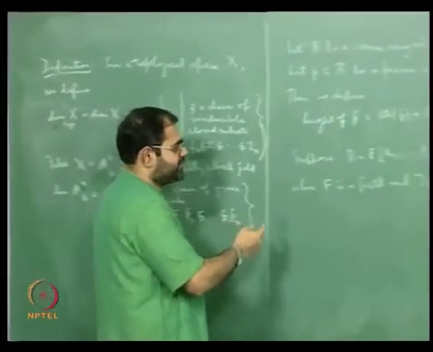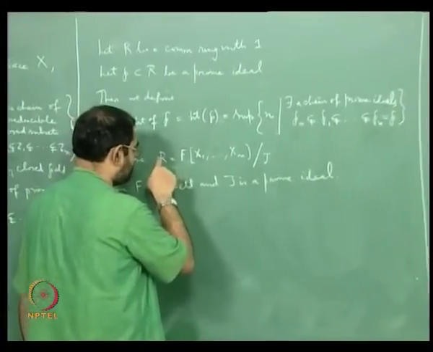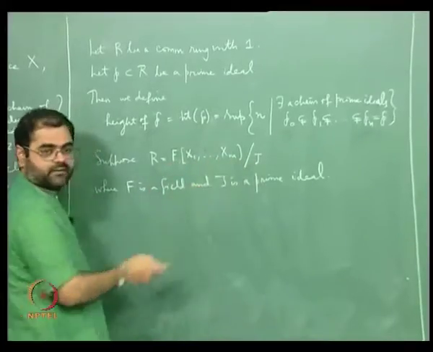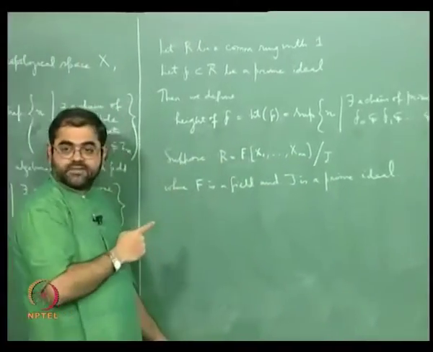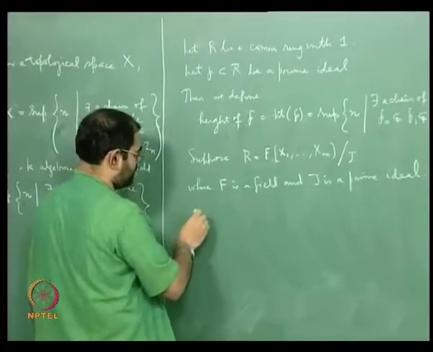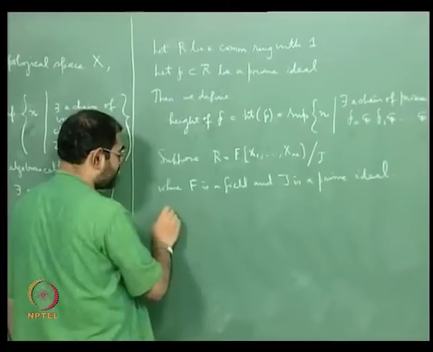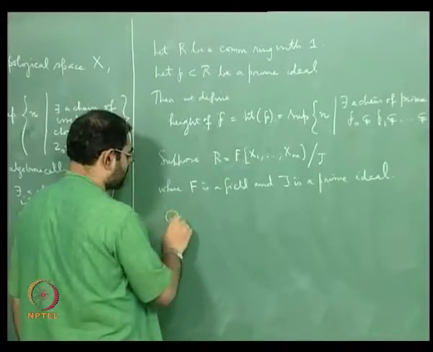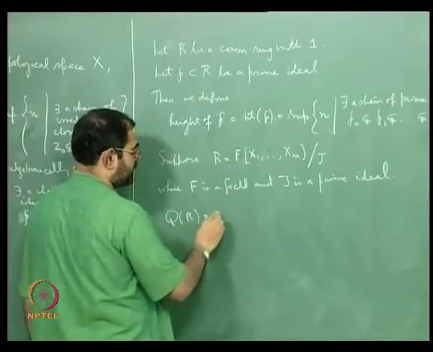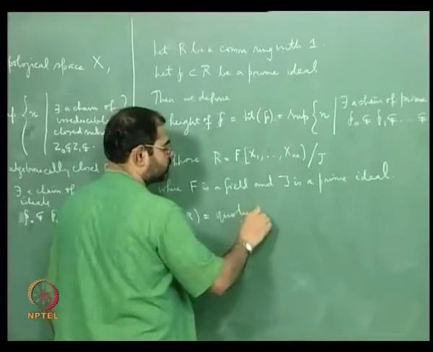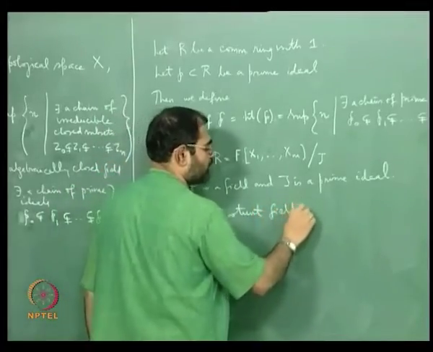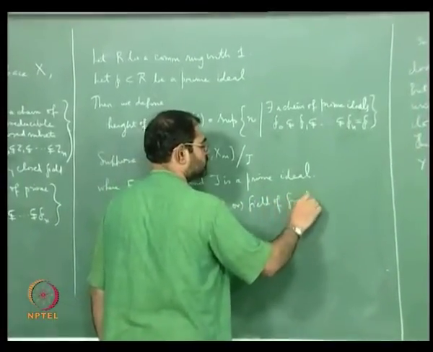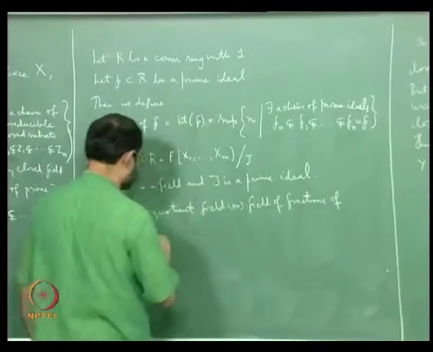So you see, we are assuming R to be of this form, a polynomial ring over a field modulo a prime ideal. That means that R is an integral domain. Then what you can do is look at Q of R, the quotient field of R, otherwise called the field of fractions of the integral domain R.